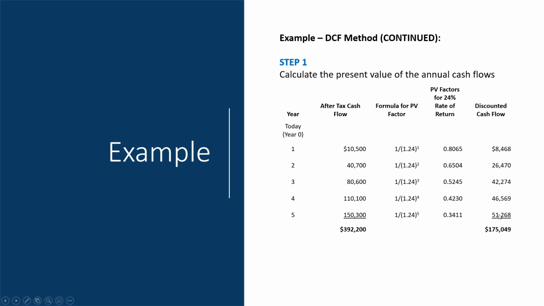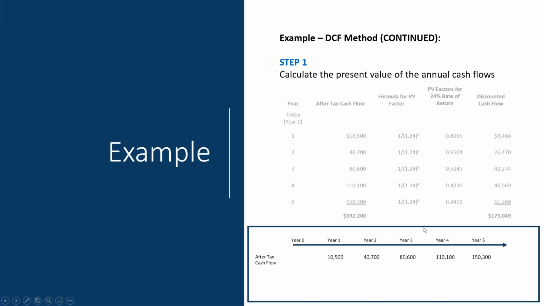If you're projecting your company to make 10,000 next year versus 10,000 5 years from now, there is the time value of money of those cash flows, but also the risk associated with those cash flows. So the sum of the discounted cash flows is approximately $175,000 versus the $392,000. This is the difference in time value of money and the risks that are accounted for.